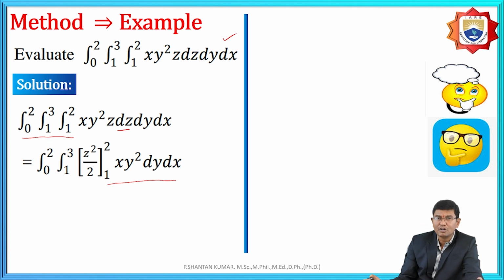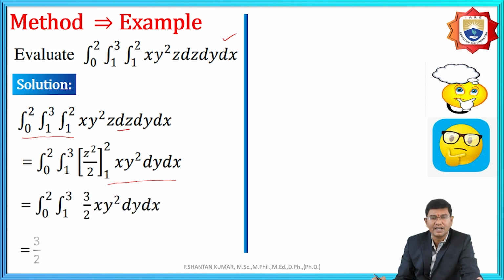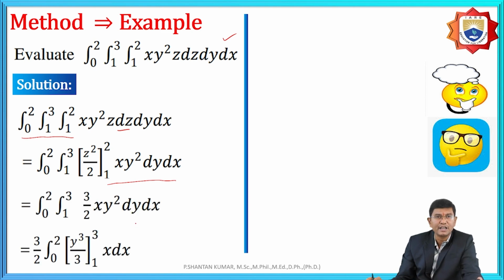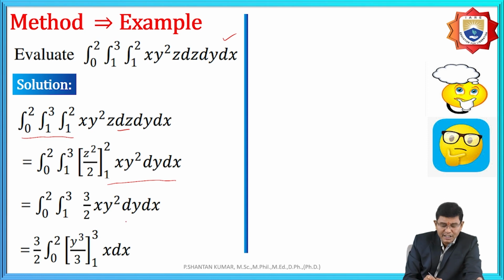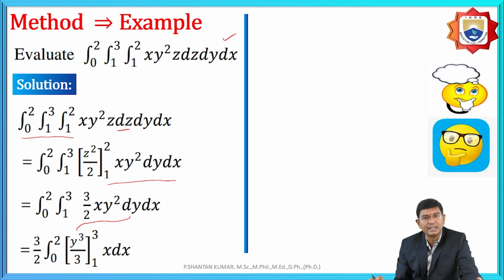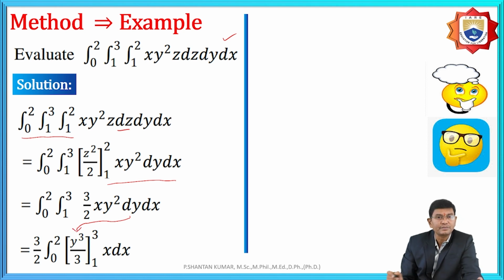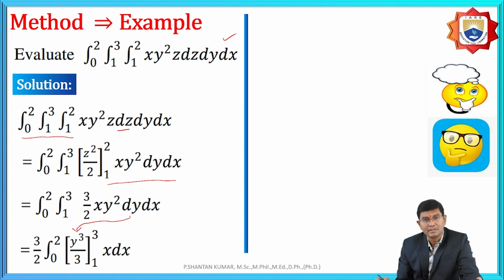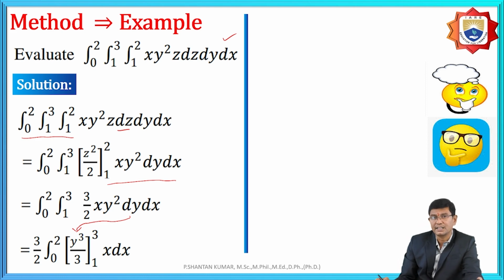Therefore we take 3 by 2 outside, and again here xy square dy dx. Now we need to integrate with respect to y, that is y cube by 3, because y square is already with that variable. Now again we need to replace y with limits 1 to 3. Here the limits give 3 cube minus 1 by 3 into x dx after replacement of upper and lower.